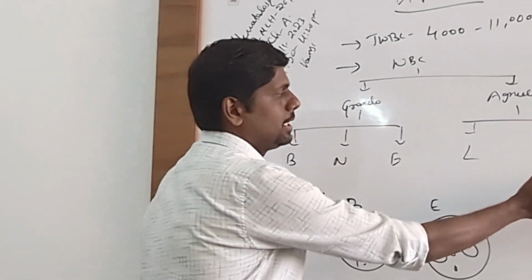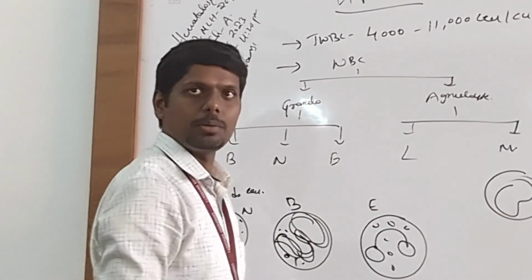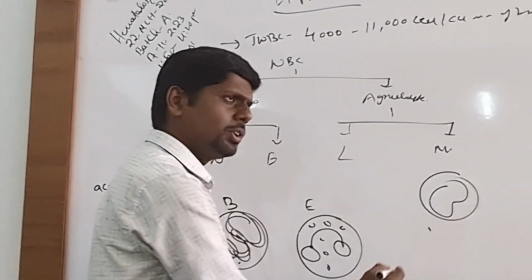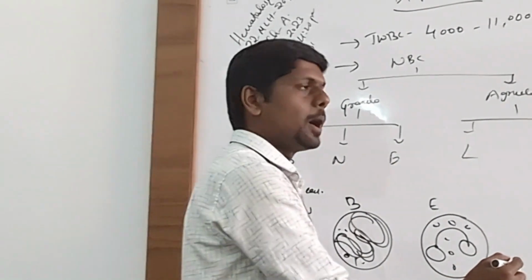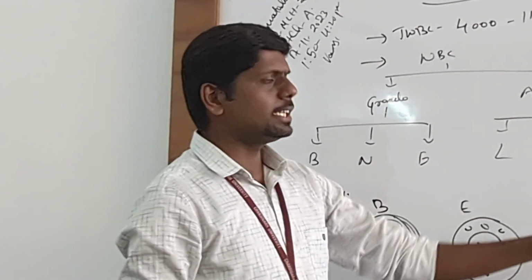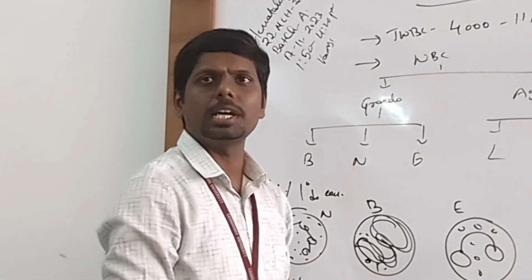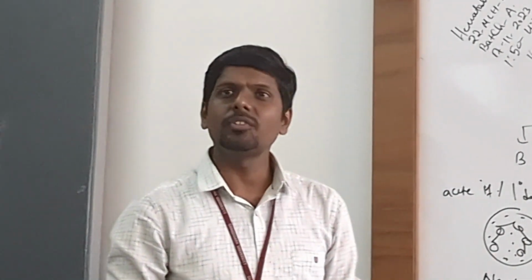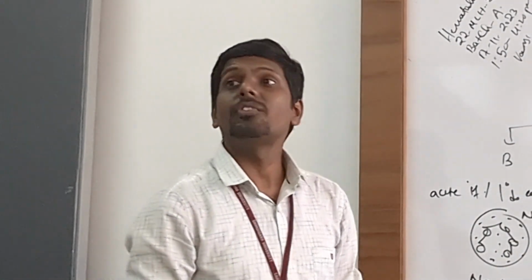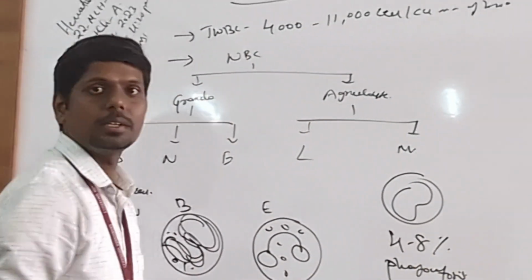What is the shape of the nucleus of a monocyte? Kidney shape or bean shape, almost a kidney shaped nucleus is present. What is the percentage of monocytes? 4 to 8%. Correct. Very good. And are there any granules inside the monocyte? No, right? Very good. What is the significance of monocytes? Why do we need them? Very good, phagocytosis. They will mediate phagocytosis. What is the meaning of phagocytosis?